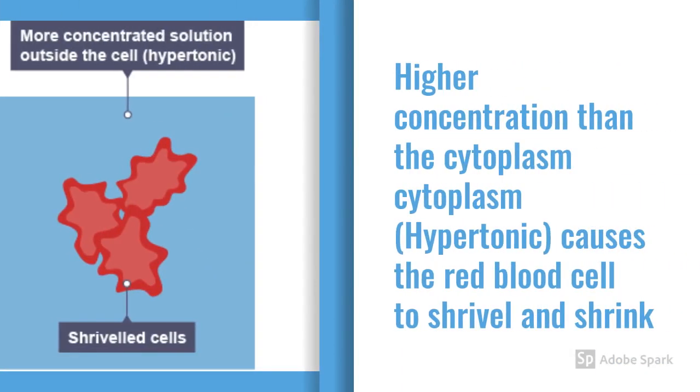If a red blood cell was put in a solution with a higher concentration, meaning less water, than the cytoplasm, the red blood cell will shrink and shrivel. That's because, through osmosis, the water molecules will naturally gravitate to the side where there is less water. In this case, the concentrated solution causes the red blood cell to become skinnier and shrivel up.